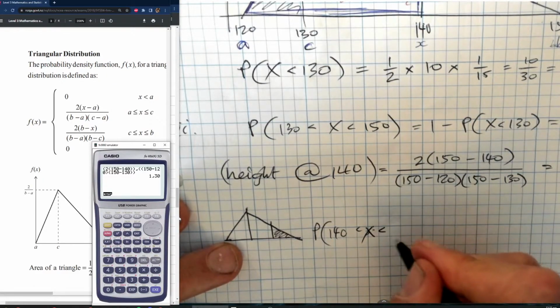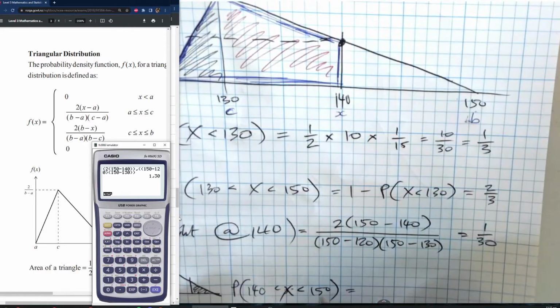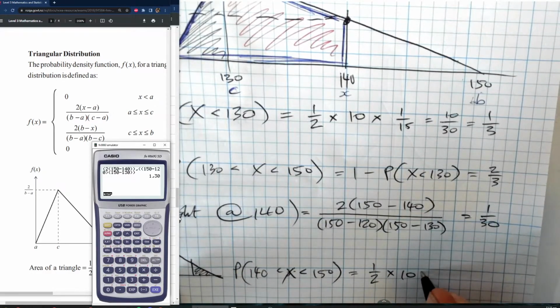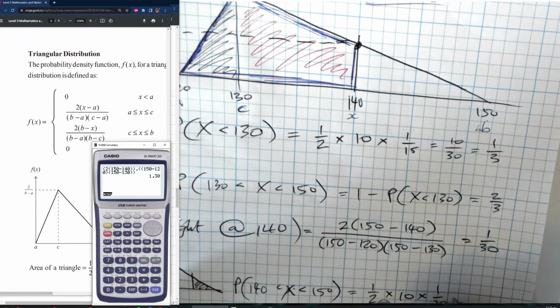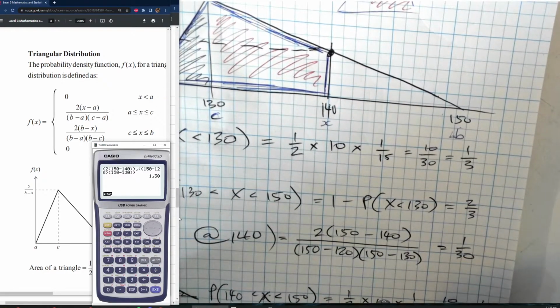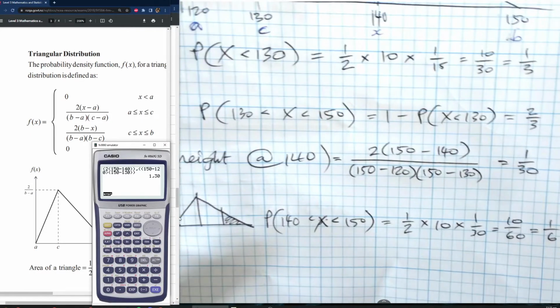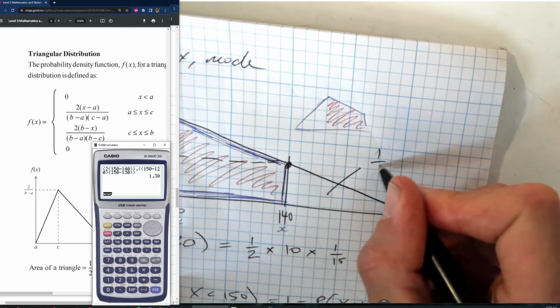X less than 150 equals, so I'm going to get that base, half times 10 times, and we got this height before, 1 over 30. So that's 10 over 60 or 1 over 6. Is that right? Double checking. Yes. So we now know this area is 1 over 6.